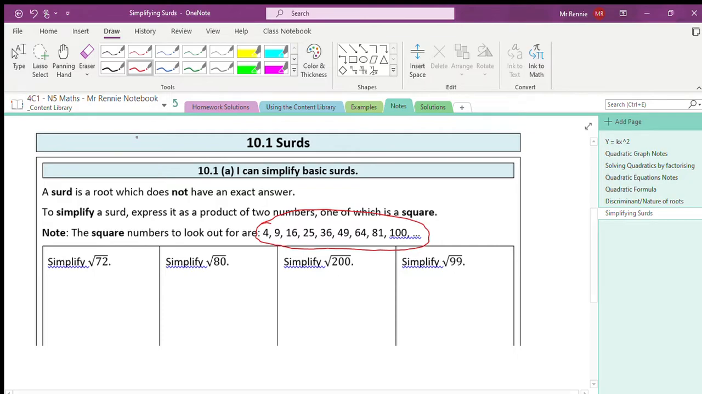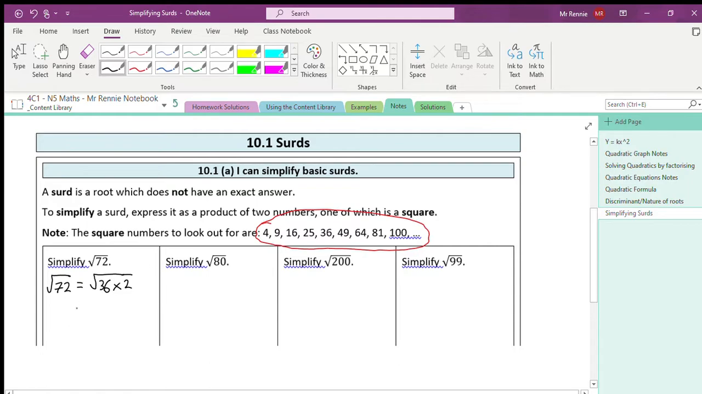So how do we deal with this? We set up our question, so we do root 72. Now I'm just going to change my pen colour here. So we're going to do root 72. It's very important that you show all your work in here. What we're going to do is split that up as 36 times 2. I've used 36 because that is one of my squared numbers, and it's the biggest one that I could use here.